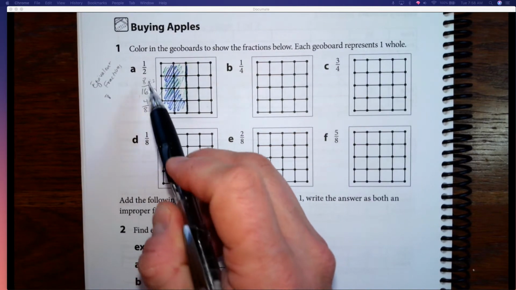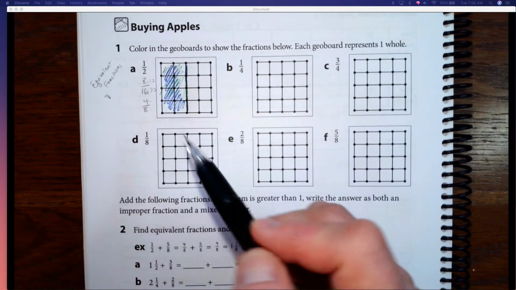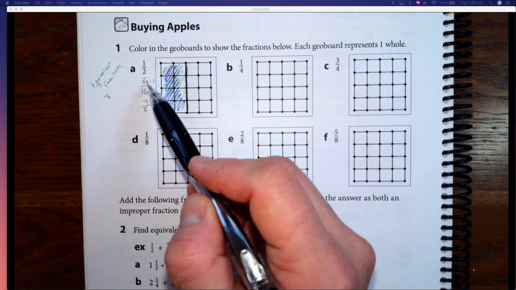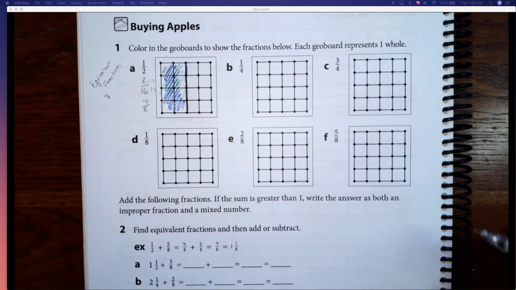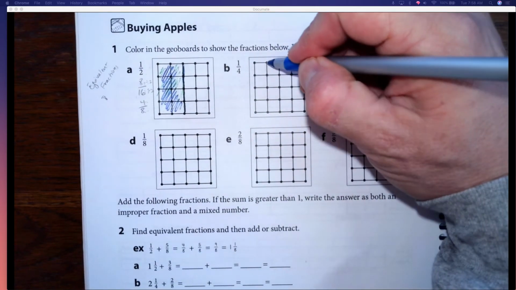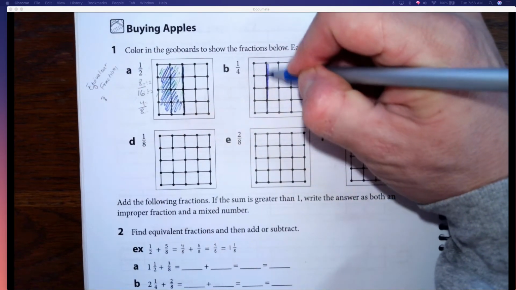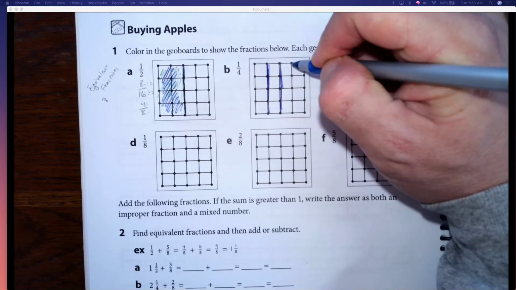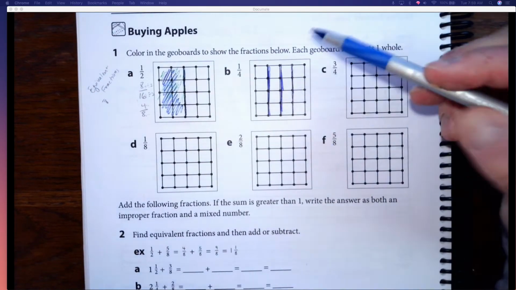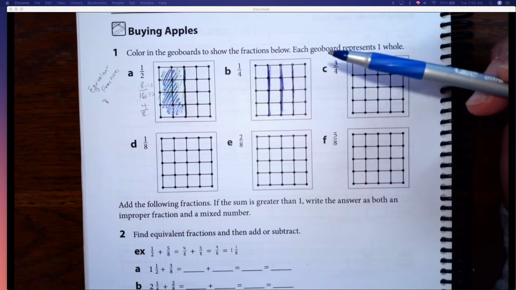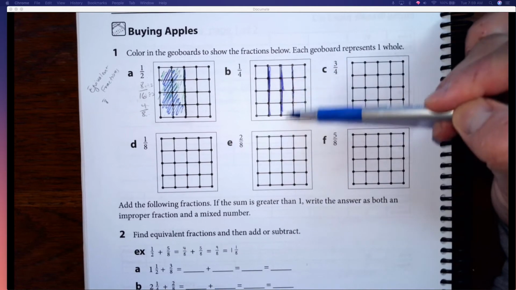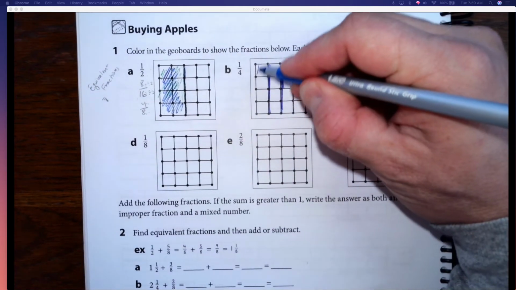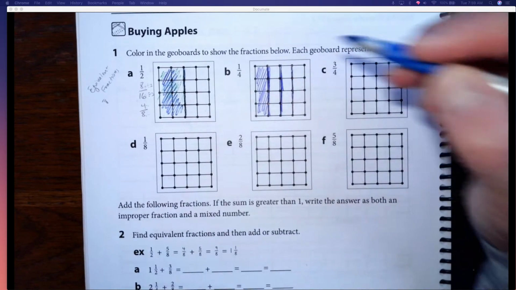Does that make sense? All of the numerators here are half of the denominator. 1 is half of 2, 8 is half of 16, and 4 is half of 8. They're all the same. All right, 1/4. So now I'm going to cut my geoboard into fourths. So I'm just going to make my lines going down a little bit darker so I can see the specific fourths on each of these. So I have 1, 2, 3, 4. I'm going to shade in one of those. So I'm just going to shade in 1/4.